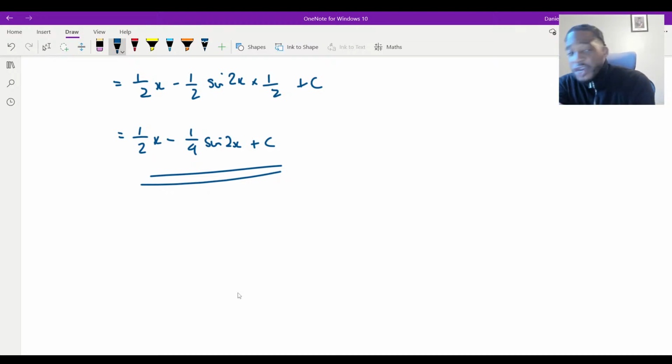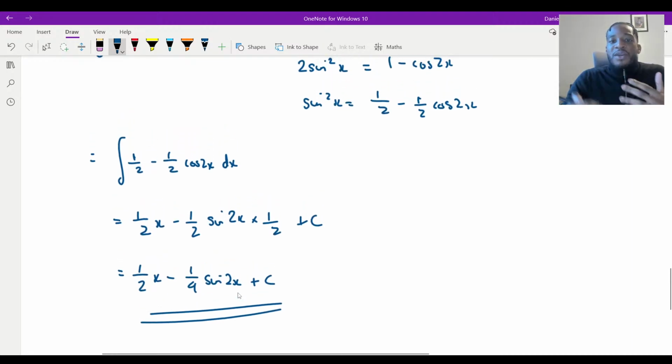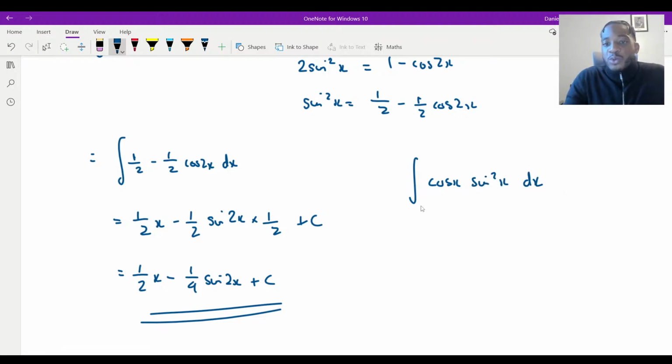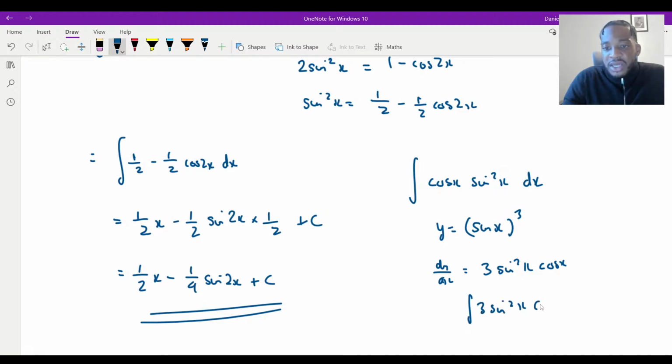No, you couldn't use the reverse chain rule, because remember the reverse chain rule is whereby you have a derivative. So normally if it was like cos x sine squared x dx, then this would be a chain rule problem, because remember, if y is equal to sine x all to the 3, then that will differentiate to be 3 sine squared x, and then cos x. And can you see that if I integrate 3 sine squared x cos x, that will just go to sine cubed, right?